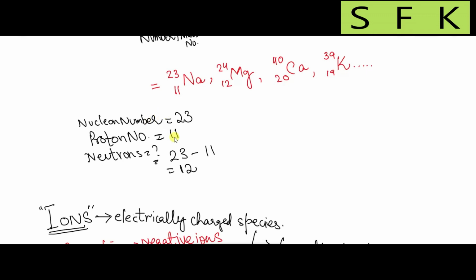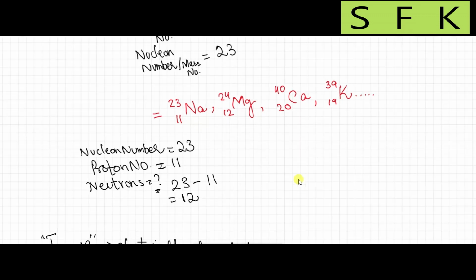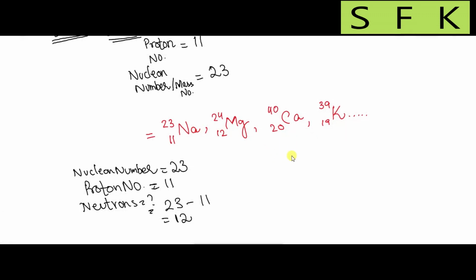From the nucleon number and the proton number, when they are given, the number of neutrons can also be calculated by subtracting the number of protons from the number of nucleons. 23 minus 11 will give us the number of neutrons present inside this element, sodium. Okay, so I guess that's it with the atomic structure.